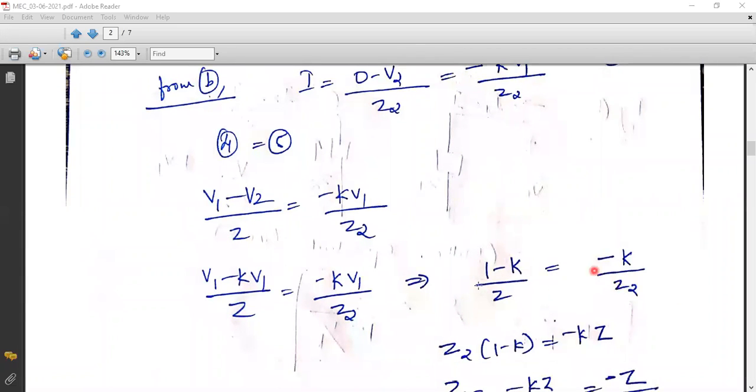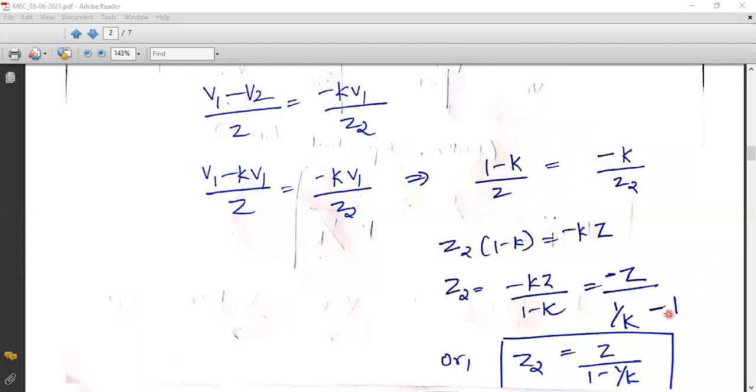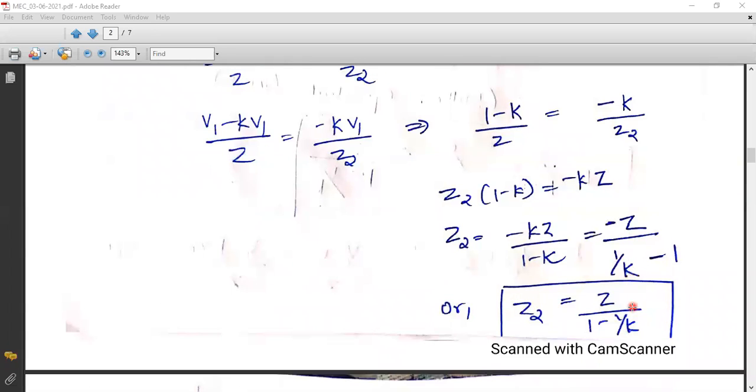Now you can rearrange this, cross multiply it and find the equation for Z2. So Z2 will become minus kz divided by 1 minus k. Here I'm taking k outside from the numerator and denominator. So if I take k outside and cancel, the denominator will become 1 by k minus 1. Clear, students? I'm taking k outside from the denominator and I'm cancelling with the numerator. So it will become minus z divided by 1 by k minus 1. And if I want to make this numerator positive, your denominator will become 1 minus 1 by k instead of 1 by k minus 1. So this is the equation for Z2.